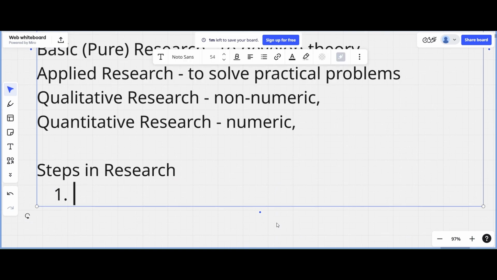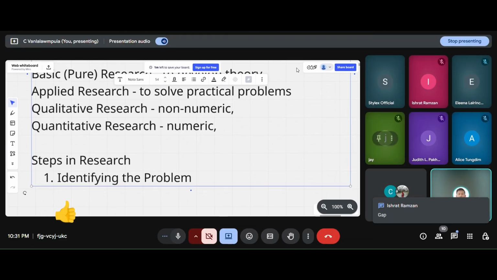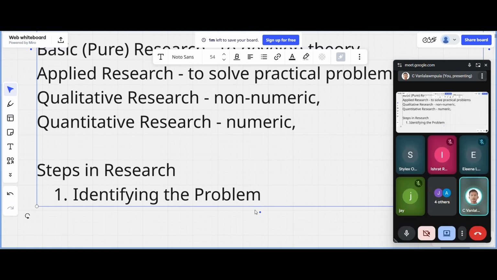Steps in research, what is the first thing you do? Identifying the problem. What do you mean by identifying the problem? For example, let's say your research area is Churachandpur district, and you are asking, why is education so low in Churachandpur district? That is your problem, that is the problem you are mentioning. Why are you doing research? You have to have that question first.